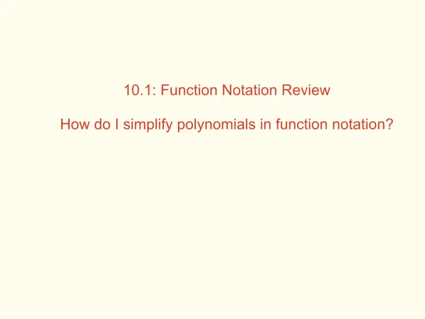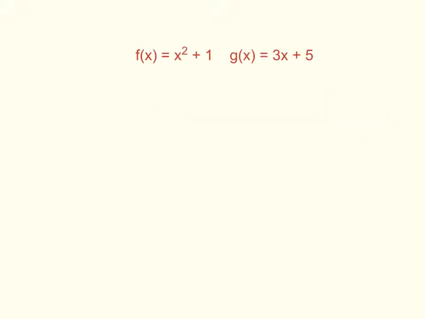So for section 10.1, we're going to do a quick function notation review. We're going to be simplifying polynomials using function notation, which you guys learned about in Unit 5 last semester. So for our first example, let's look at f of x equals x squared plus 1 and g of x equals 3x plus 5. Let's say that I asked you to find f minus g of negative 3.